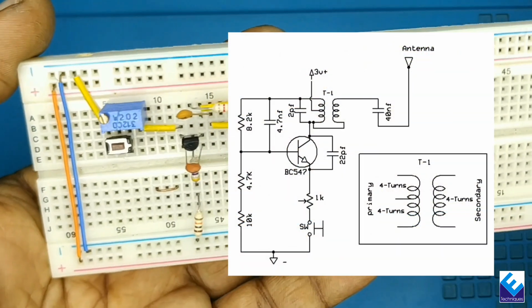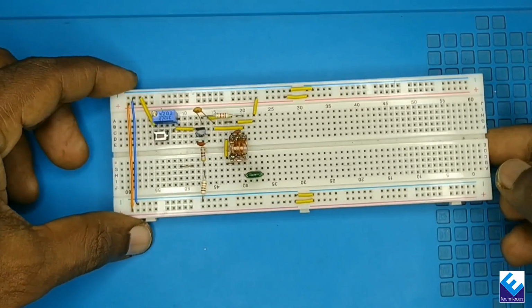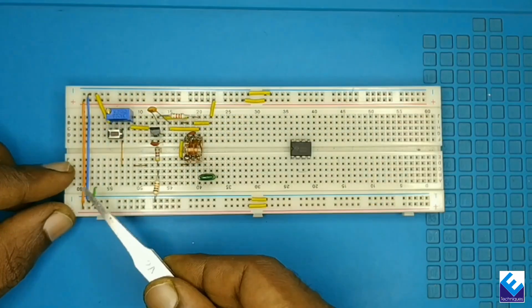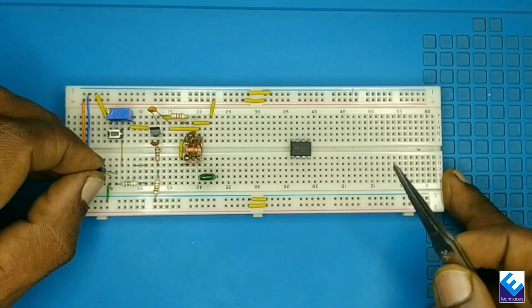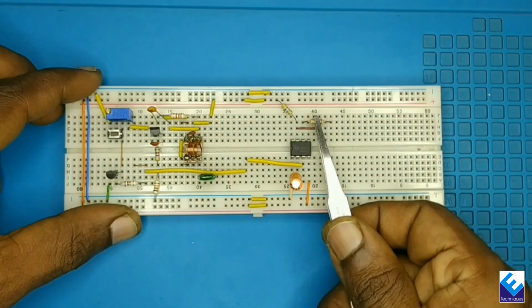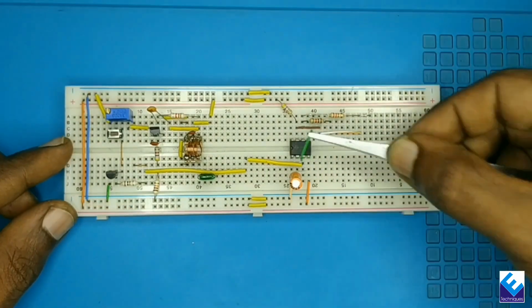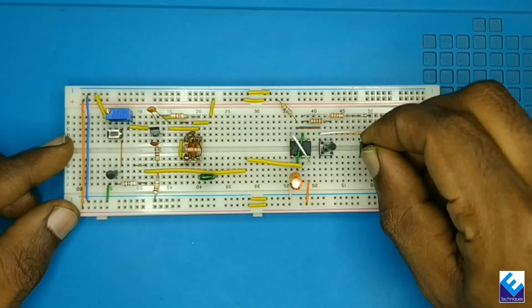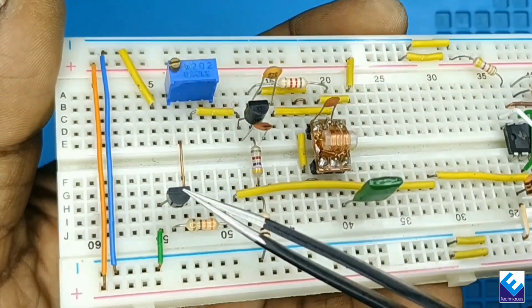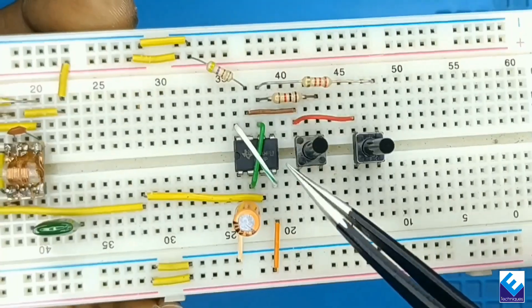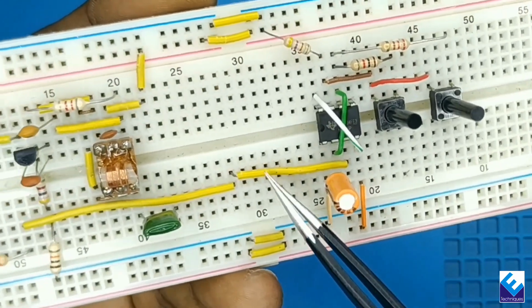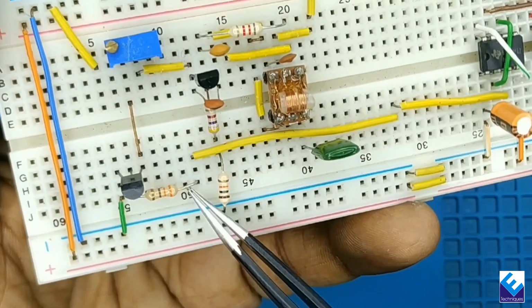Making of the oscillator circuit was already explained in the previous video. Adding the tone generator circuit. Transistor Q2 for switching the oscillator circuit. 555 IC-based tone generator section. The output pin 3 is connected to the base of transistor Q2 through a 330 ohm resistor.